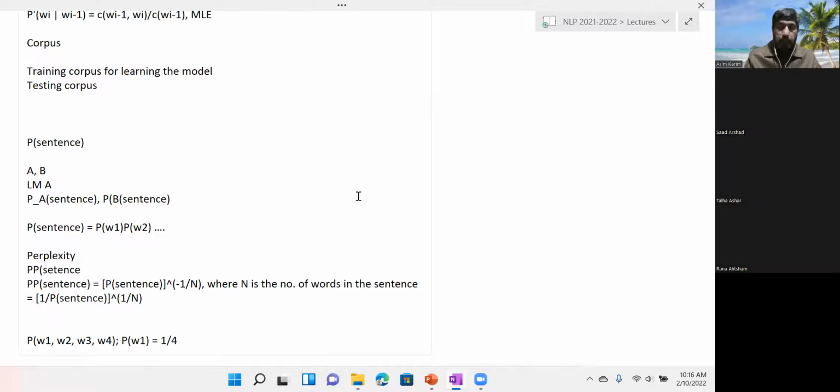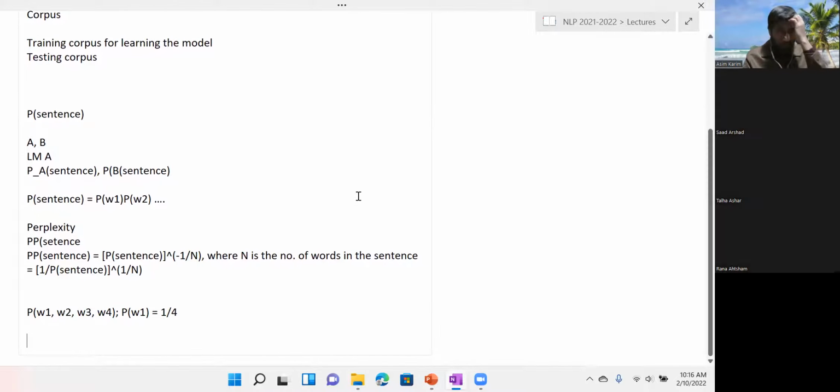Okay, 1/4. Yeah, you can say that. Just to take an example, 1/4, of course, in practice, it will be some other number. So what would be the perplexity of this sequence of words? First of all, you will have to compute the probability of W1, W2, W3, W4.